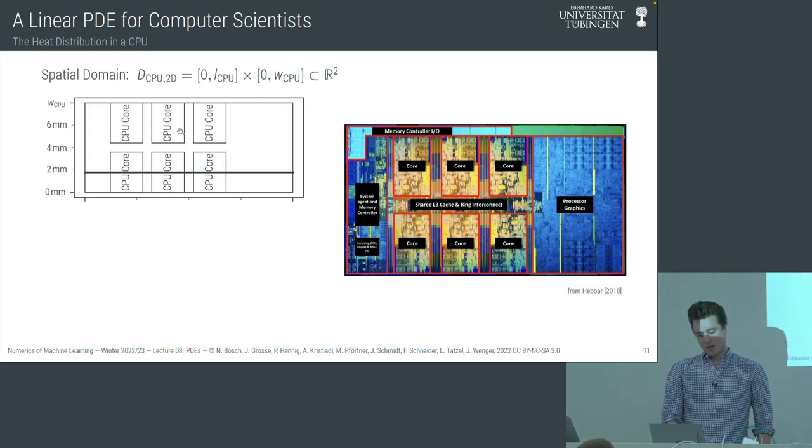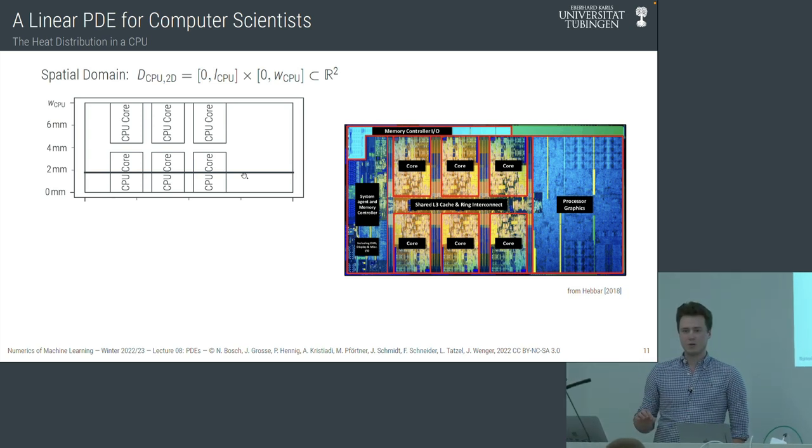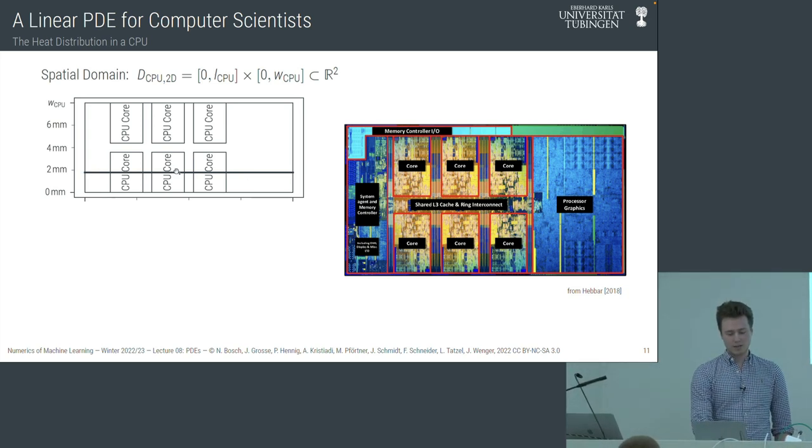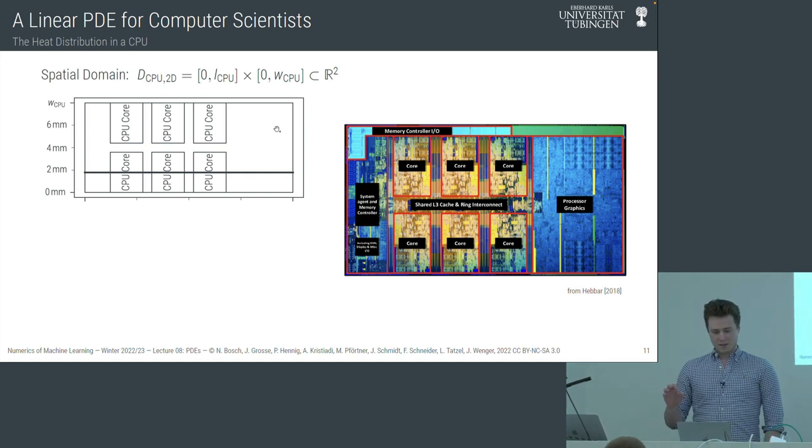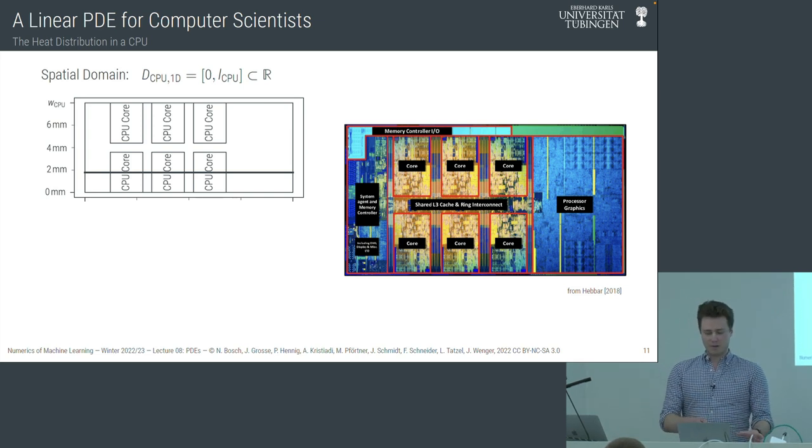But actually, since there's some homogeneous geometry here, to keep things simple for this lecture, we'll even restrict ourselves to modeling the temperature distribution on this line slicing through the chip right here. We are going to see a two-dimensional example towards the end of the lecture, and we'll see that this is actually quite a good model assumption for this particular case. But now let's turn to moving from a physical model into math, right? So first of all, we already defined the spatial domain that we're going to work on, which is just this interval from 0 to the length of the CPU, which is this coordinate axis right here.